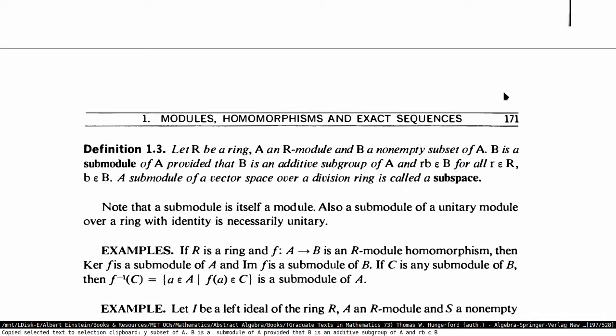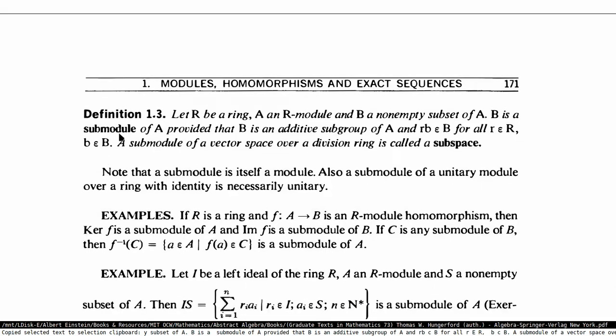And you define the multiplication in this manner. You take the elements from the ring, you take the elements from B, and you have this multiplication, and this is going to give you a submodule. A submodule is going to be a vector space if your ring R is a division ring, right? Of course, as you can guess, the submodule is a module in its own right. It's just that the additive structure is from the parent module.